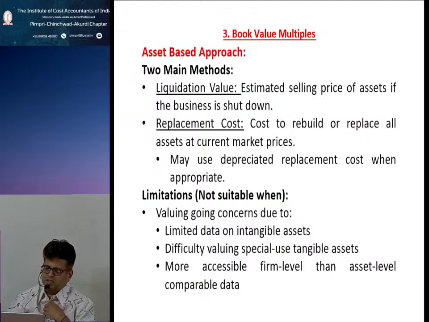However, there are certain limitations for this asset-based approach, and hence it is not suitable when valuing going concerns. First, limited data on intangible assets. Second, difficulty valuing special use tangible assets. And third, firm level comparable data is typically more accessible than asset level comparable data. So asset wise comparable data is very limitedly available, and more firm level comparables are available. These are the limitations of the asset based approach.